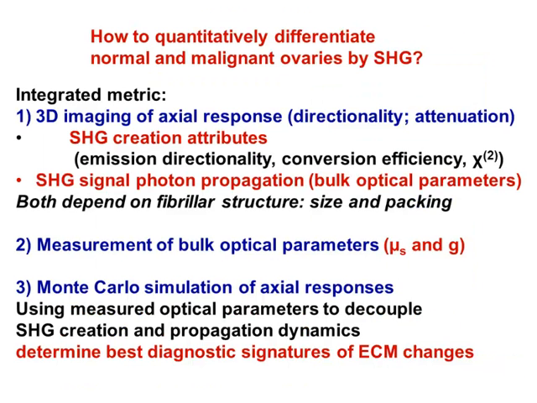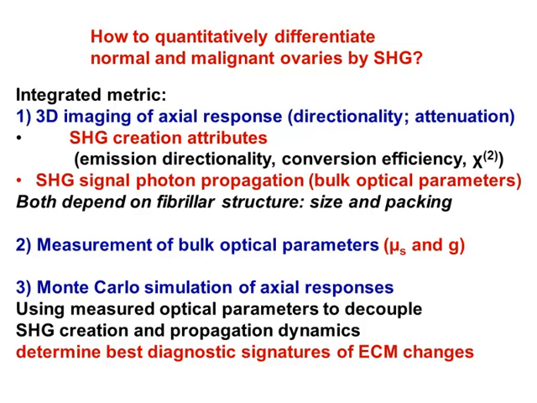Okay, so I want to go on and just understand why these structures look different as opposed to just by visual inspection. So what I'm going to show you is what we dubbed an integrated metric. The measurements that we do: we measure the 3D dependence of the signal directionality, which would be the forward-backward ratio, and then also the attenuation of how the light decreases as we get further and further into the tissue. So this is a convolution of two things.